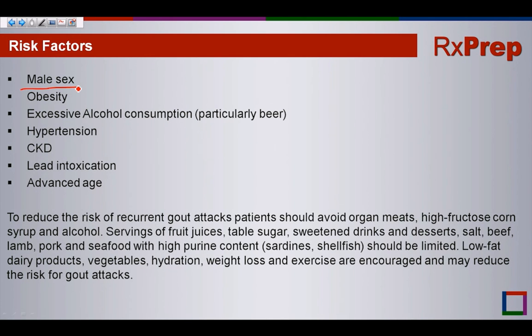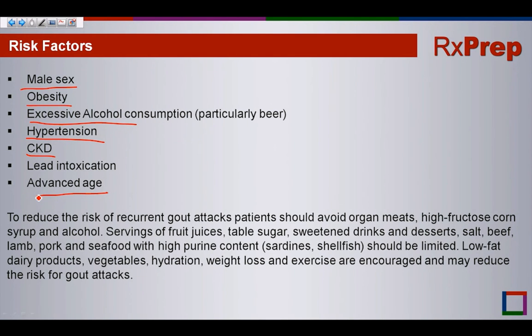Males get gout more often, but boy, there's a lot of little old ladies that get it too. It's just more often. Being overweight is a huge risk factor, but you'll see some skinny patients with gout. Excessive alcohol consumption is usually present, not always, and particularly beer. Hypertension is critical. High blood pressure is a big risk factor, as is chronic kidney disease. Lead intoxication can cause gout even without CKD, and then elderly, because you get this combination. I've never seen a patient with gout who wasn't quite elderly.